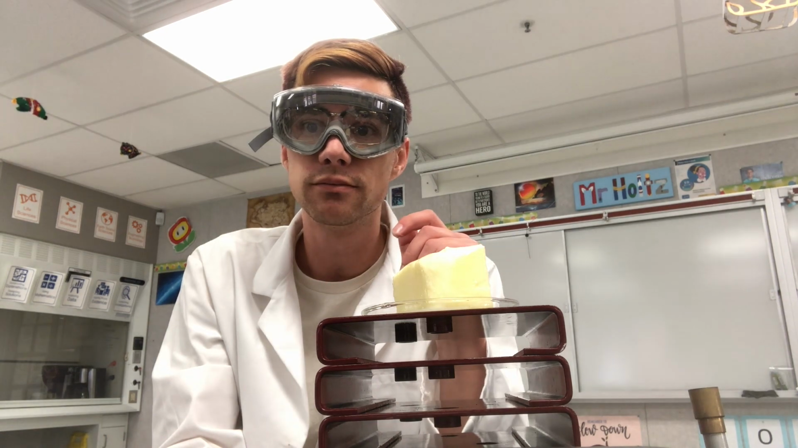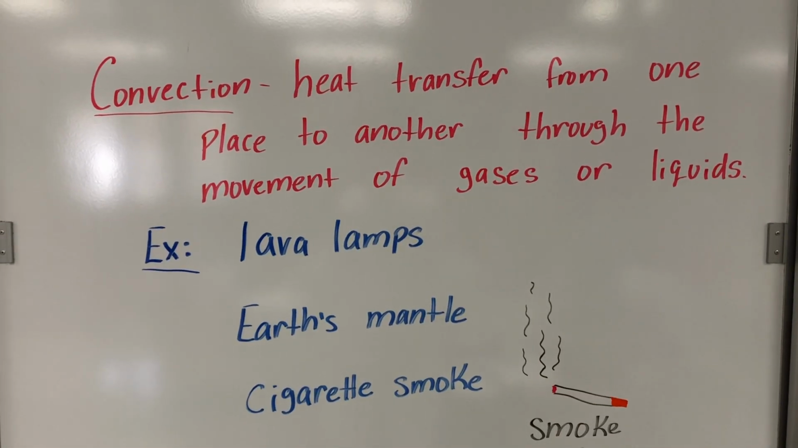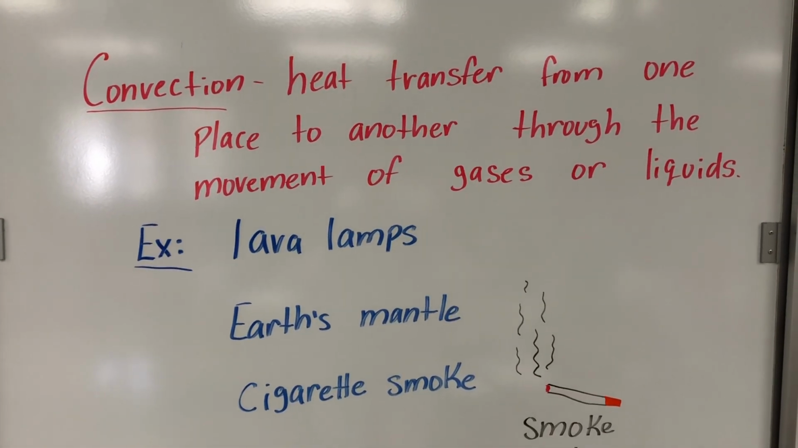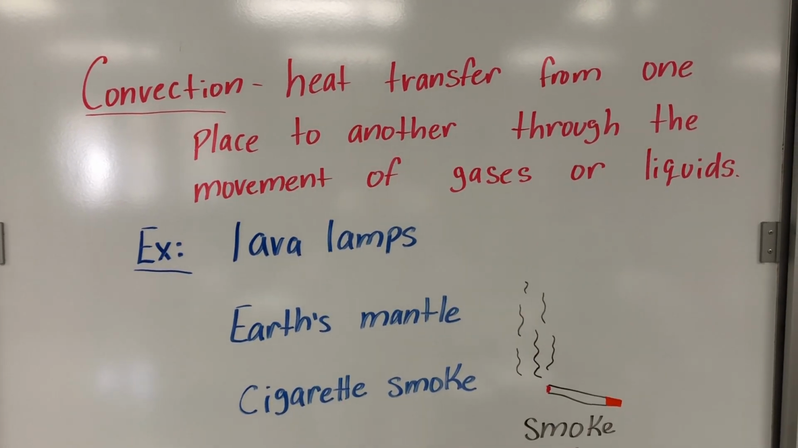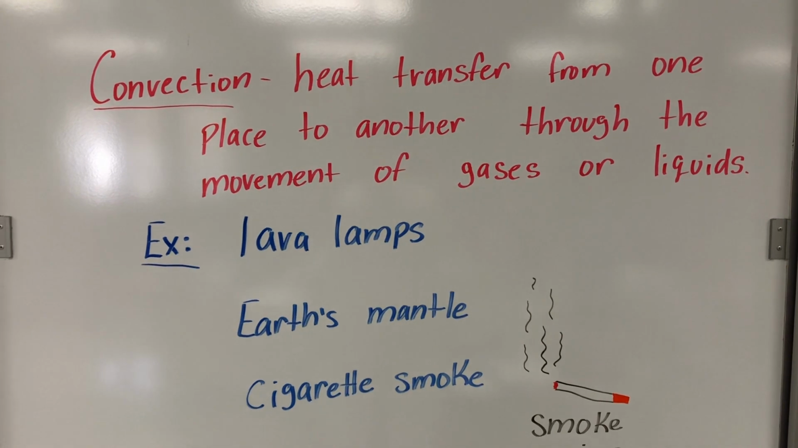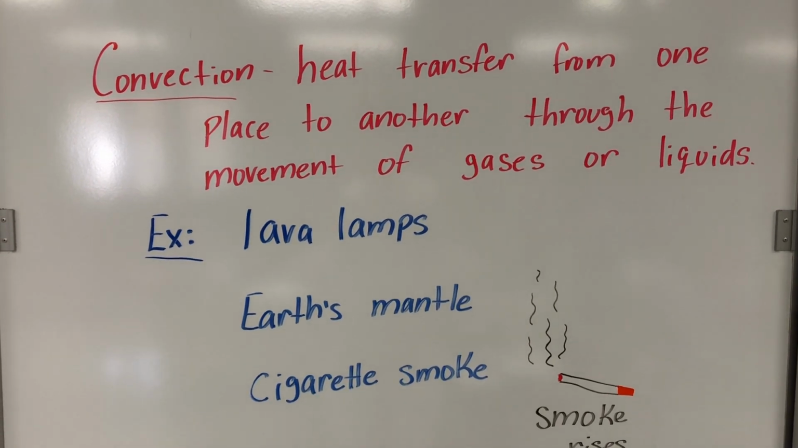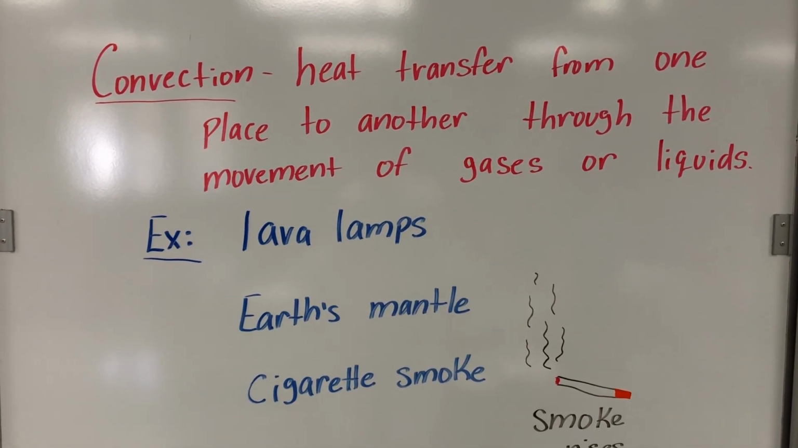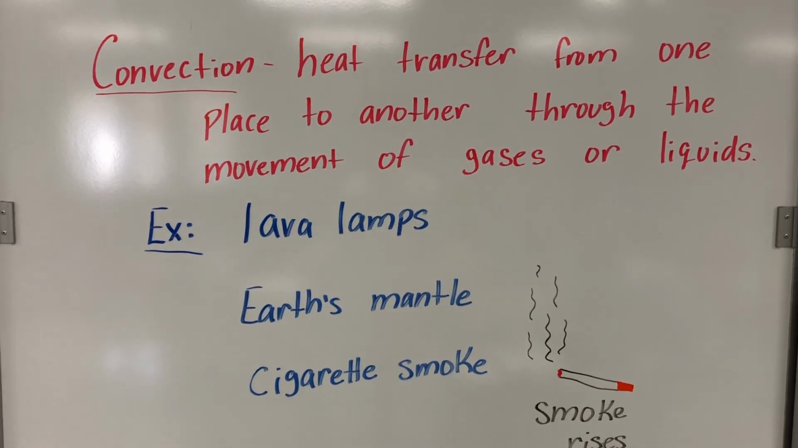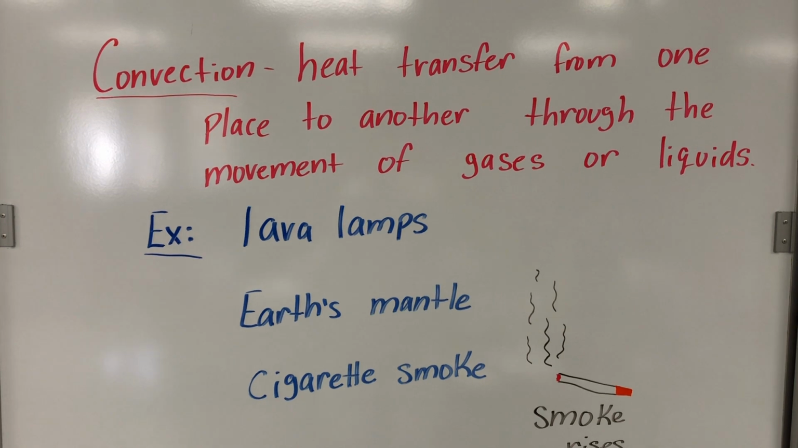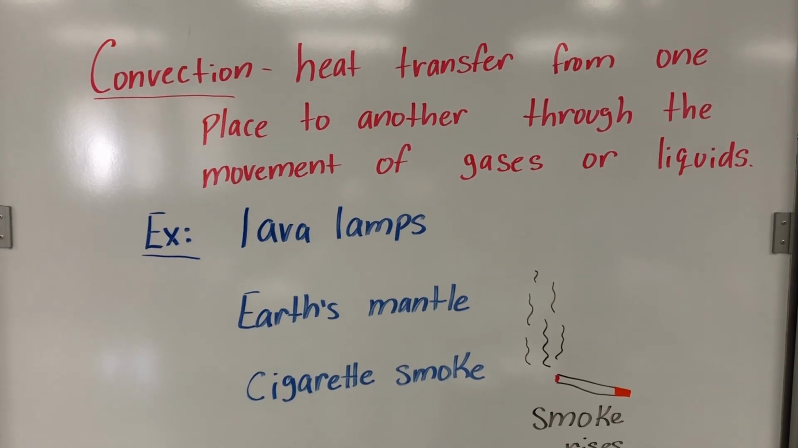The last type of heat transfer we're going to talk about today is called convection. Now, convection is heat transfer from one place to another through the movement of gases or liquids. So some good examples of this are lava lamps. We've already talked about how this happens in terms of the Earth's mantle. Remember, it has to do with hot magma rising up towards the surface of the planet, and as it cools, it falls back down because its density increases.